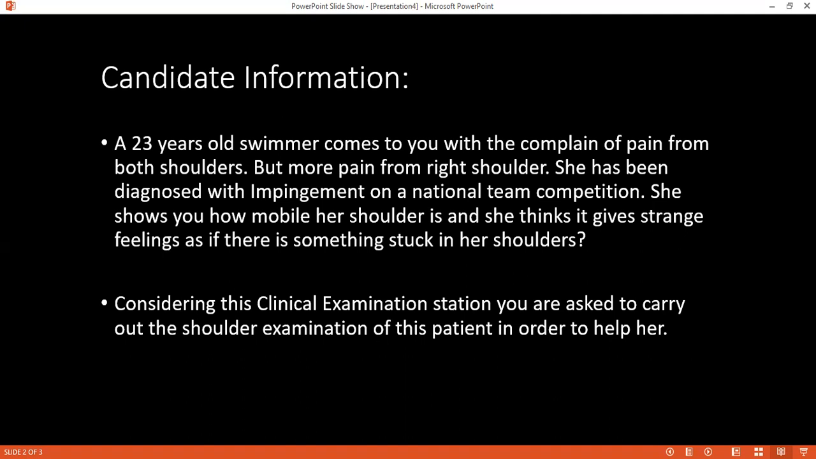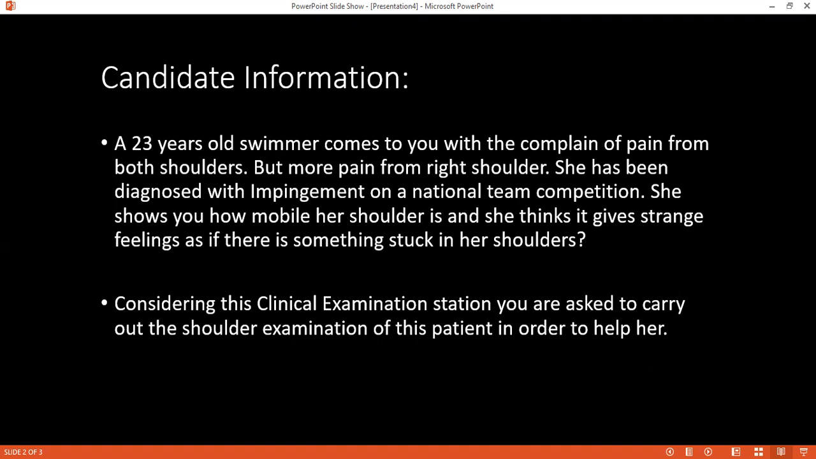Then I'll check for the movements of the shoulder. For that, first I'll check forward flexion, and I'll show how the patient should move in front. She should move the arm in the forward direction towards the head, upwards, and that should be up to 180 degrees.